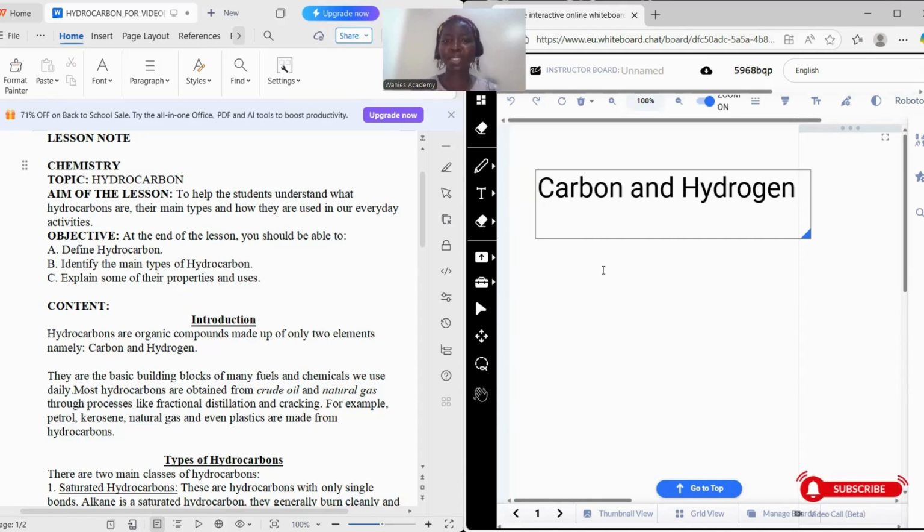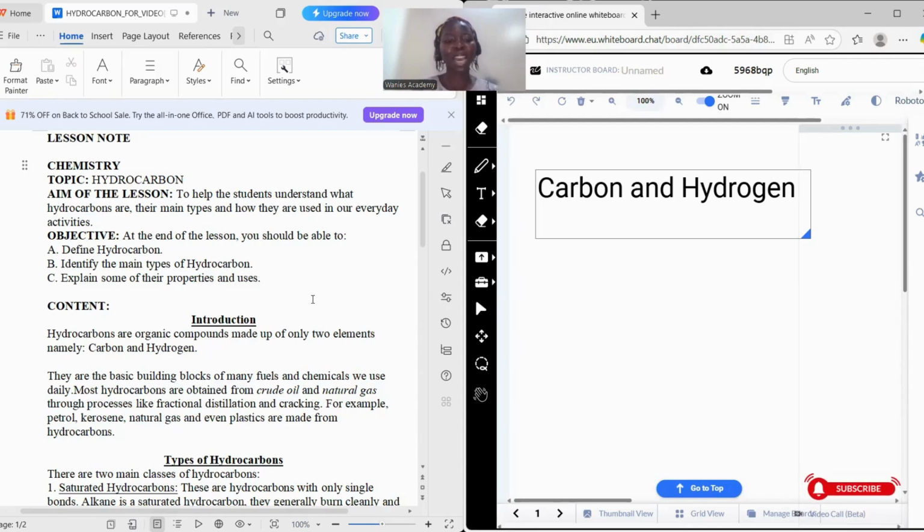Now, what is fractional distillation? This is the separation technique used to get hydrocarbons from crude oil, while cracking is the breaking down of a larger molecule into smaller ones, in which these smaller molecules are used as hydrocarbons. For example, petrol, natural gas, and even plastics are made from hydrocarbons.